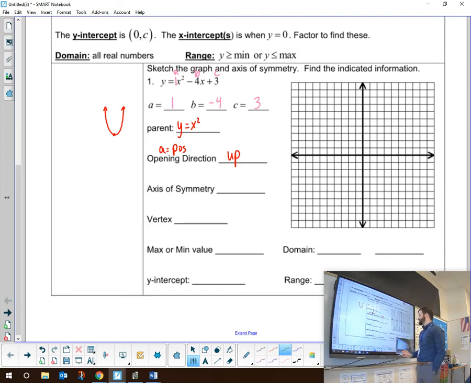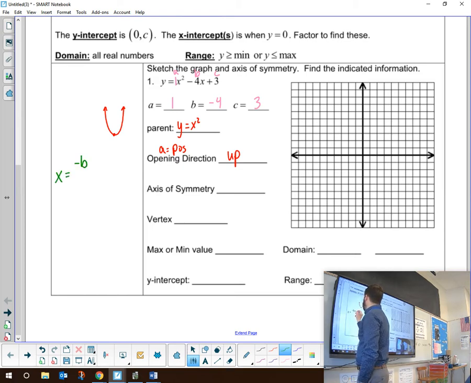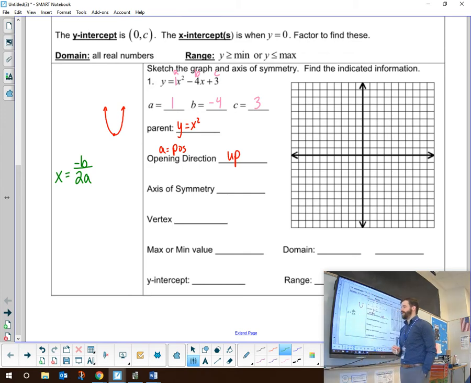Next, let's look at our axis of symmetry. Now to find our axis of symmetry, we have a very special formula, and this is going to work for every single problem. All right? Our axis of symmetry is equal to x equals -b over 2a. All right? That is how we find our axis of symmetry. It works for every single problem.